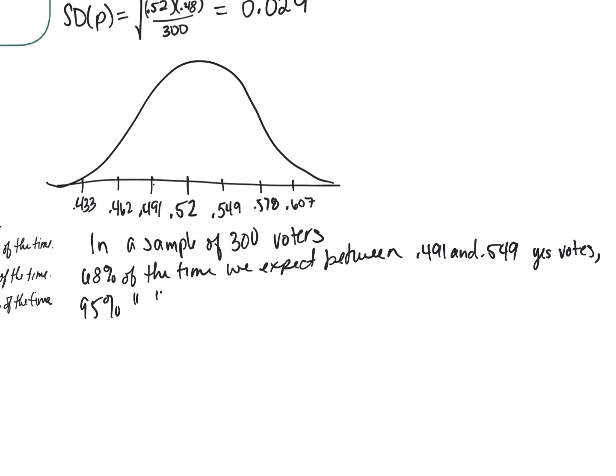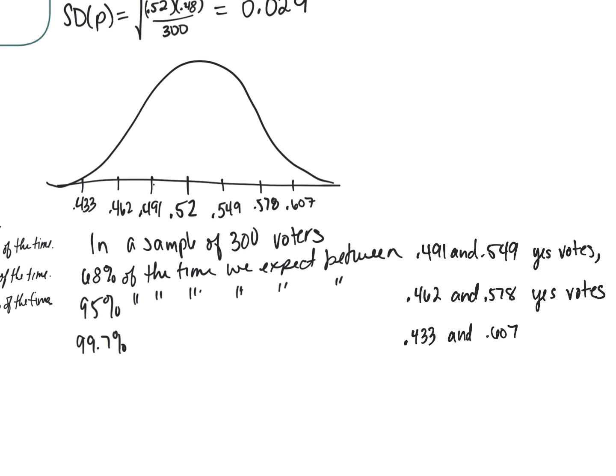95% of the time, we expect between 0.462 and 0.578 yes votes. And 99.7% of the time between 0.433 and 0.607 yes votes.